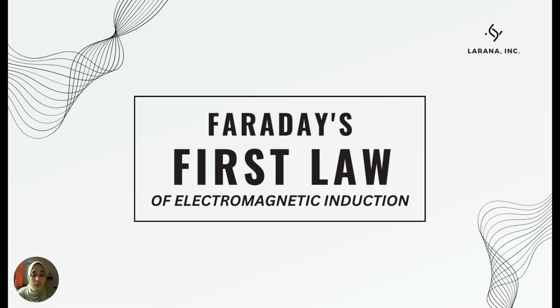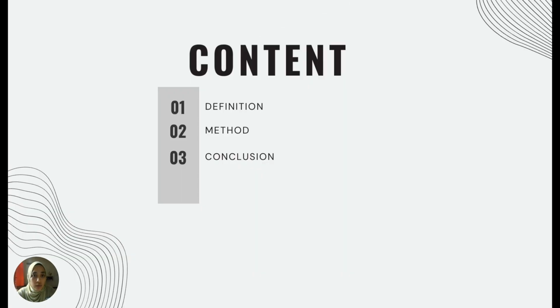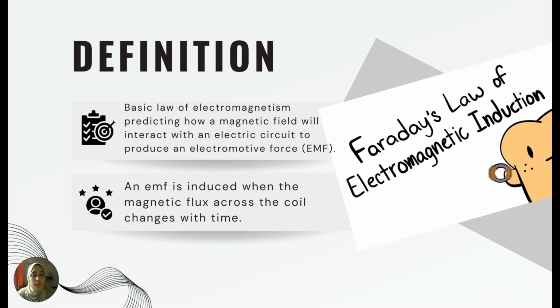Today I would like to present about Faraday's first law of electromagnetic induction. Here is the content on how I will distribute the definition, method, and conclusion during this presentation. First of all, we will talk about the definition. The definition of Faraday's law of electromagnetic induction is a basic law of electromagnetism which predicts how a magnetic field will interact with an electric circuit to produce an electromotive force, EMF. An EMF is induced when the magnetic flux across the coil changes with time.